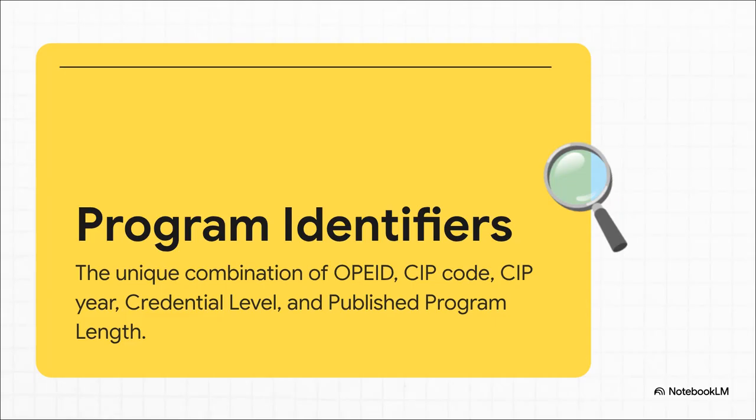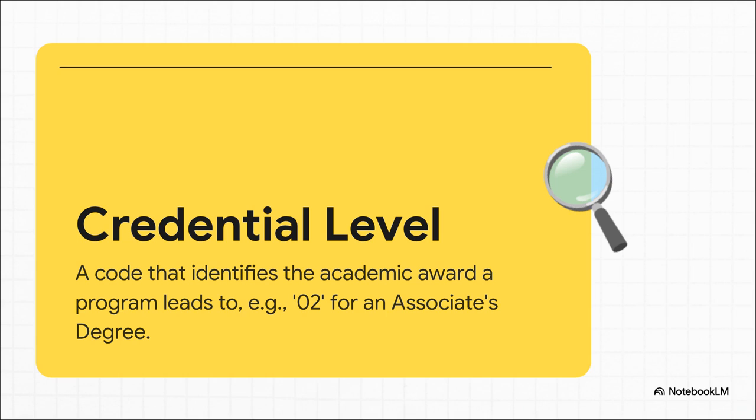And to do that, you use these program identifiers. Just think of these 5 pieces of information as a unique fingerprint for every academic program you offer. When you combine your school's OPID, the CIP code, the credential level, and so on, there's zero confusion about which program is which. Now, the credential level might look like just another code, but it's so important. This is what tells the system whether a student is working towards an associate's degree or a bachelor's, and that has a huge impact on things like loan eligibility.